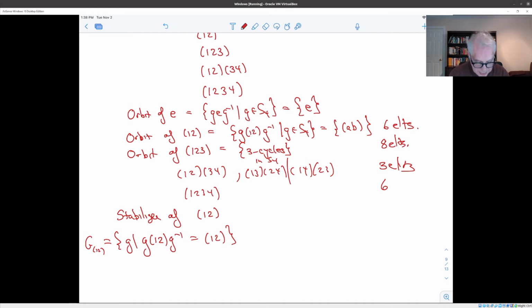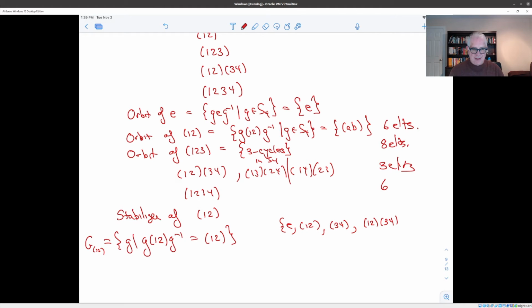Well, certainly we know that the identity and also (1 2) have that property. And it's also the case that (3 4) has that property, right? Because (3 4) is disjoint from (1 2), so it has to commute with (1 2). And the stabilizer is a subgroup. So if it has (1 2) and it has (3 4), it had better have (1 2)(3 4) in it. So there's 4 elements in the stabilizer.